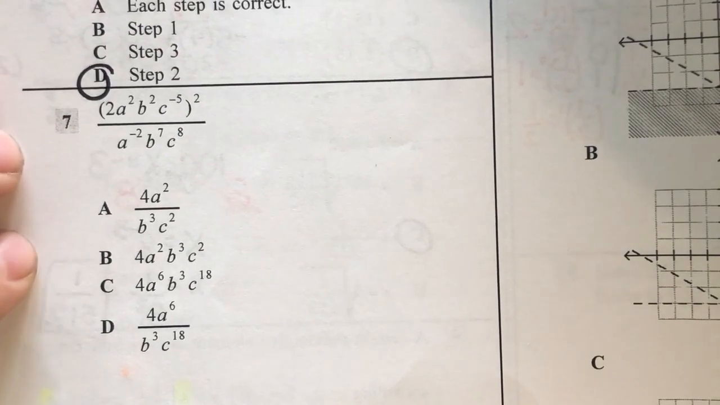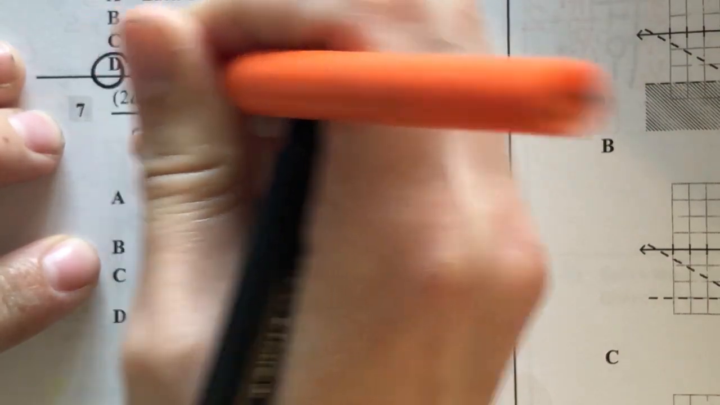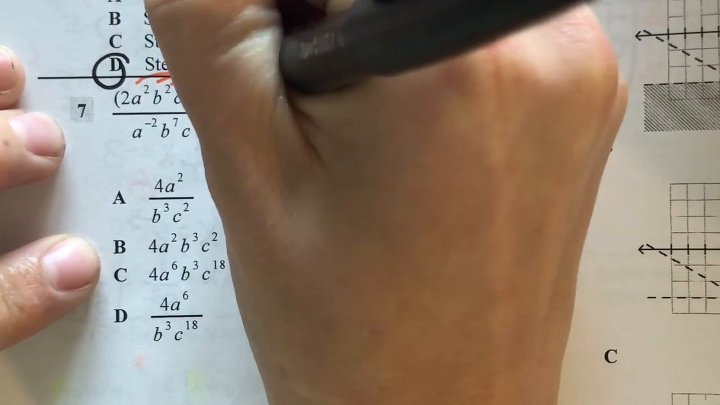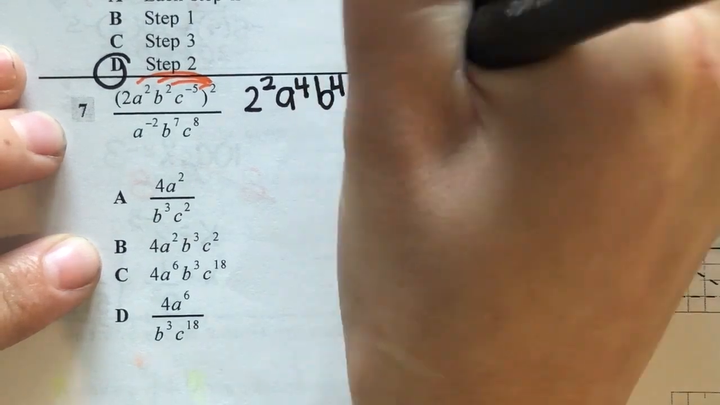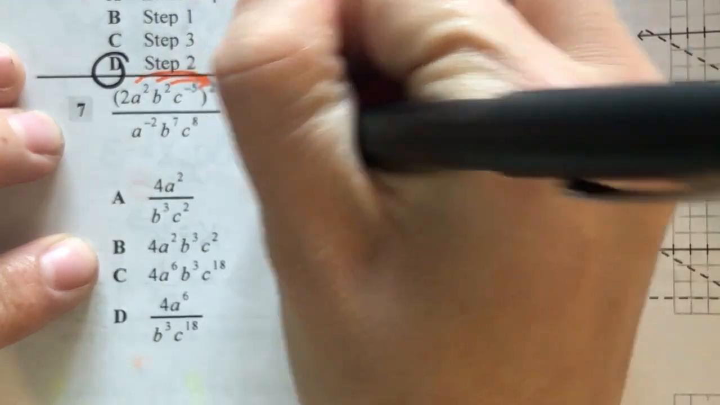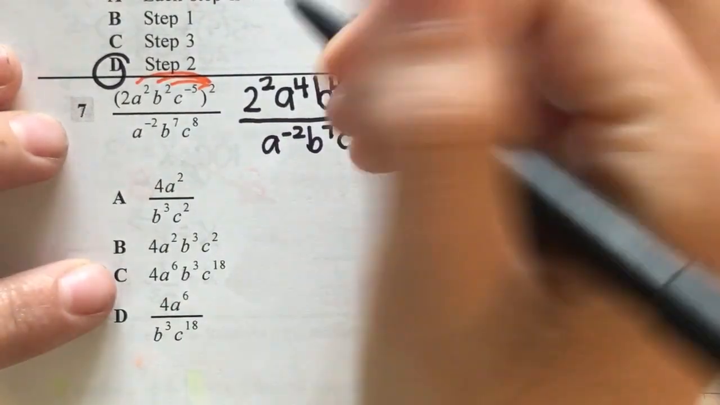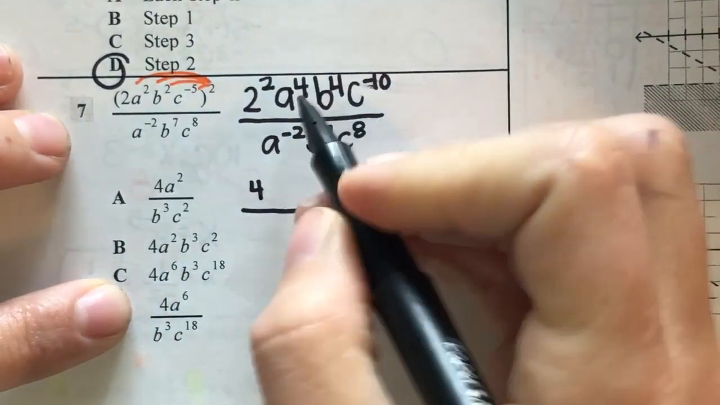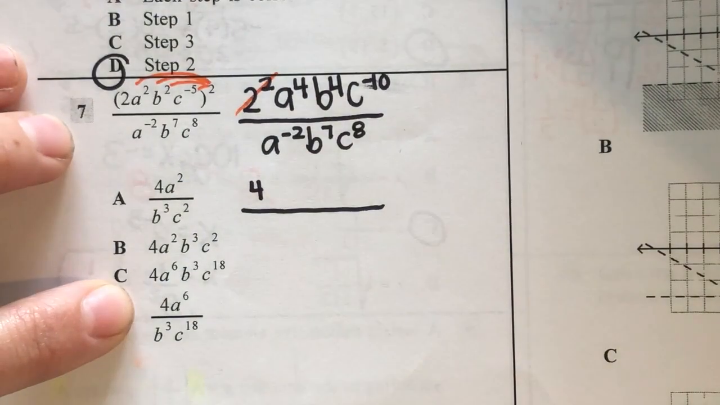Number 7, I'm going to simplify. First, I'm going to raise all of these coefficients and variables to the power of 2. So it becomes 2 squared, a to the 4th power, b to the 4th power, c to the negative 10 power, when I use that exponent of 2 for everything in parentheses. Then I'm just going to copy down the bottom and then go ahead and simplify. So 2 squared is 4. That's my only coefficient, and that's the only number, so it has nothing to divide or multiply with. We're going to leave that. I'm just going to go ahead and cross it out just so it doesn't get in our way.